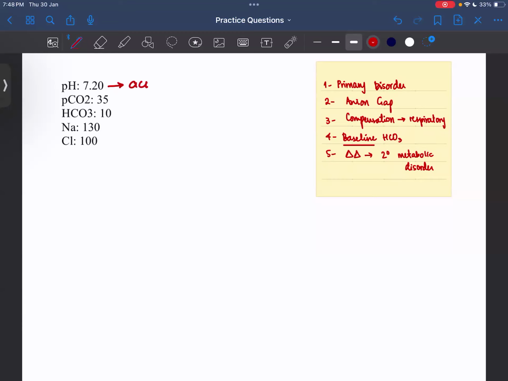too bad, honestly. Anywhere from 35 to 45 is considered normal, and bicarb anywhere from 22 to 26 is considered normal. So the PCO2 is almost okay. The bicarb is quite low, so this would be metabolic acidosis, right? The moment you have metabolic acidosis, the next immediate step, I've listed the steps here as well, would be to measure the anion gap, okay?